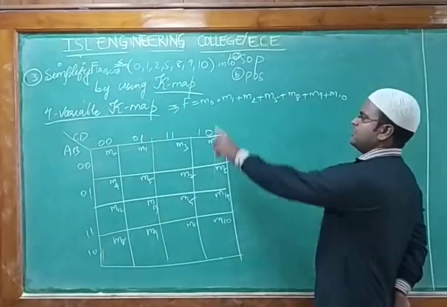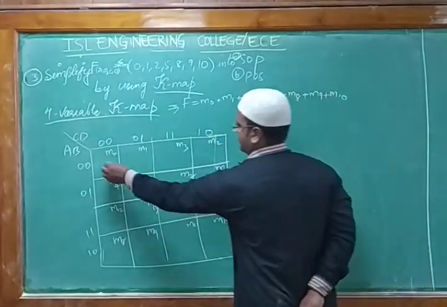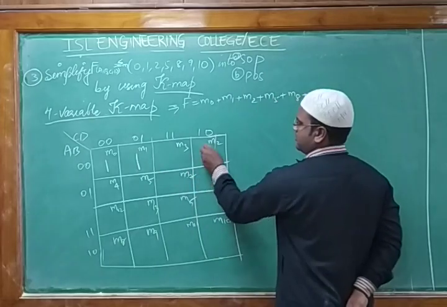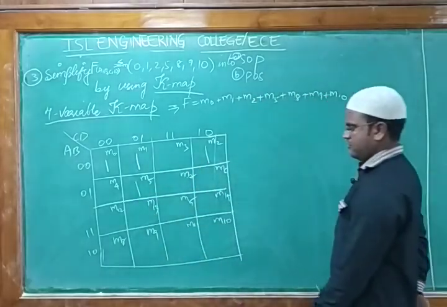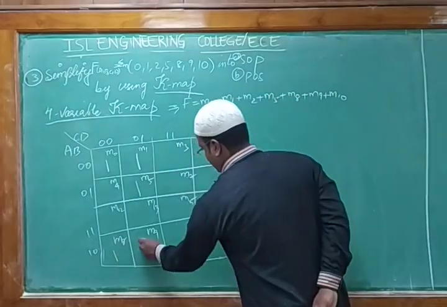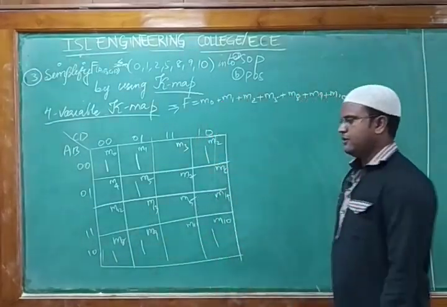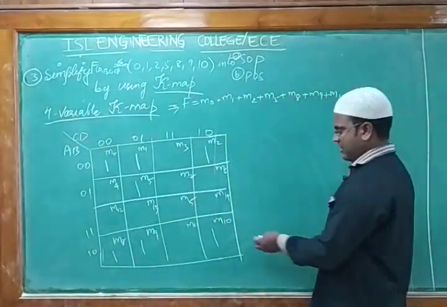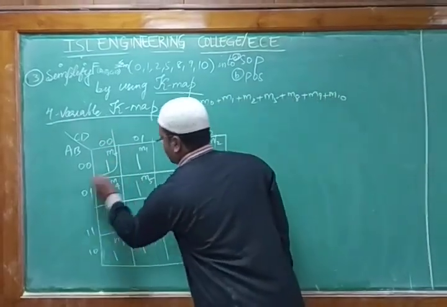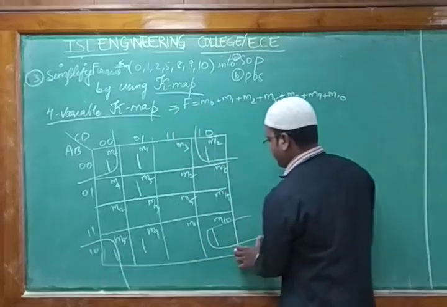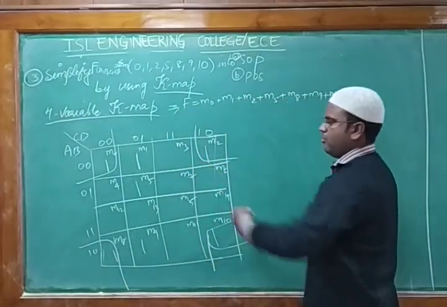Now take the combination 0, 1, 2 and 5. Next 8, 9 and 10, so we take 8, 9 and 10. We combine like this. Again we can combine these last corners once, this and this and this. All of this we can combine. So we got all four corner ones.